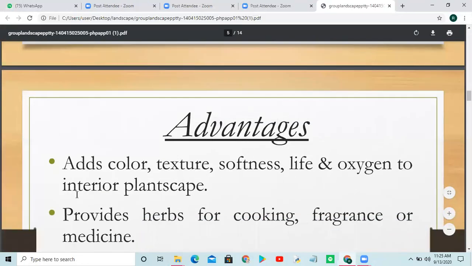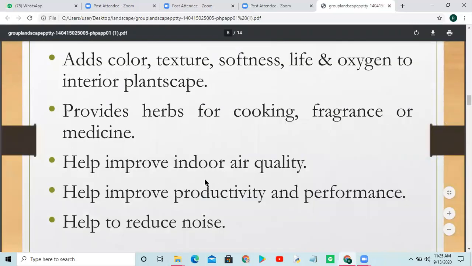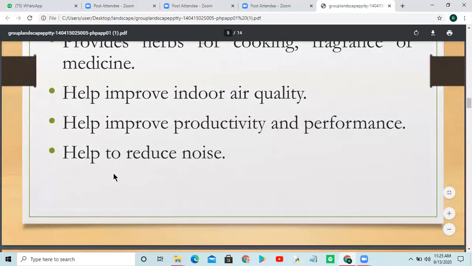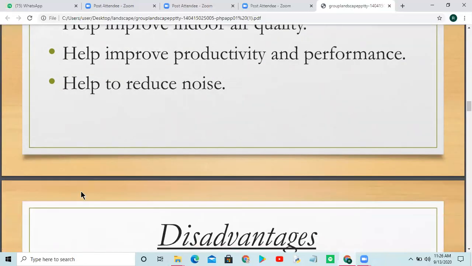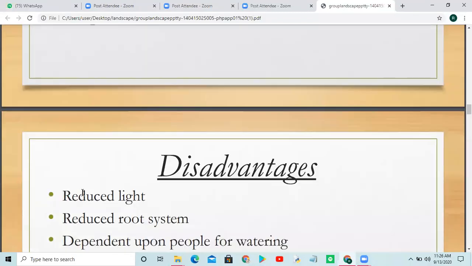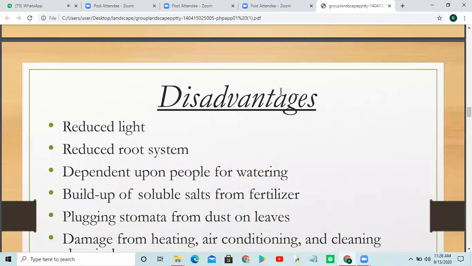So advantages are again the same only. They help to improve indoor air quality. They provide herbs. They provide softness, texture, color, life, and oxygen to the whole area. And also, plants act as screens. Sometimes private spaces can be created by using plant screens. And moreover, plants help to reduce the noise levels also, because the decibel levels are absorbed by the leaves of the plant.